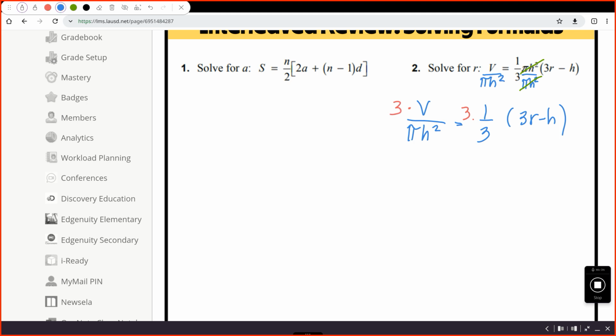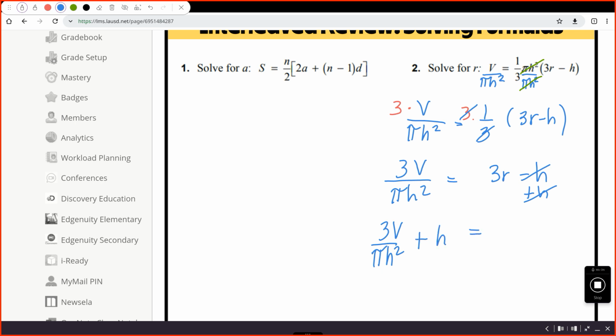So now we get 3v over pi h squared equals, this will cancel out, 3 divided by 3, which is going to be 1. And then since there's no more number before the parentheses, we copy 3r minus h. And then we do Max's suggestion, which was, say that one more time, Max. Adding h. Add the h. Very good. So you add the h, and you can cancel it. So plus h, and they cancel. So here, 3v over pi h squared, add the h, equals 3r.